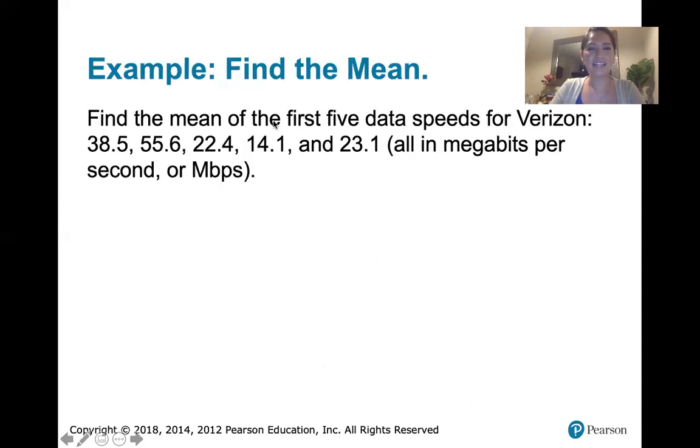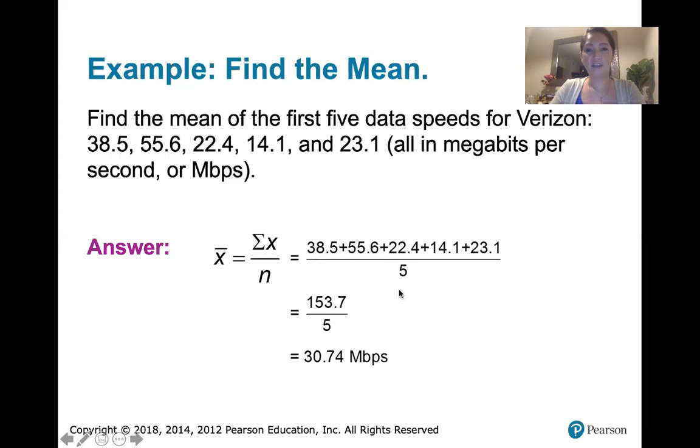Okay, so now we've got an example. We're asked to find the mean of the first 5 data speeds for Verizon in a particular data set. And they are 38.5, 55.6, 22.4, 14.1, and 21.1. These are all in megabits per second, which can be abbreviated in that way. If I want the mean of those, I just add them together, and I've got 1, 2, 3, 4, 5 values. So n equals 5. We add them together and we divide by 5. And it turns out we get 30.74 megabits per second. That's the sample mean of those 5 data speeds for Verizon.